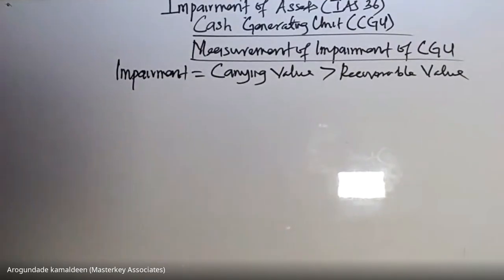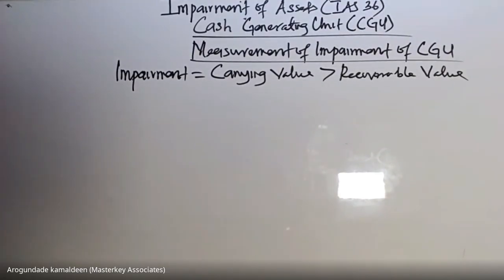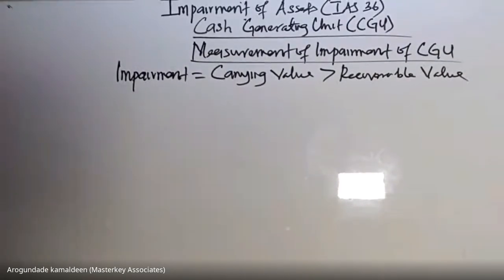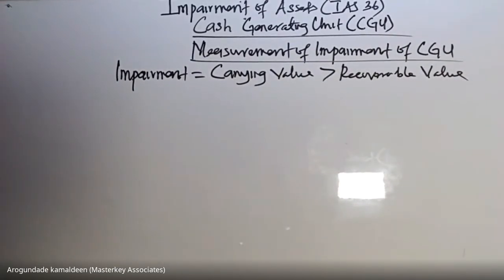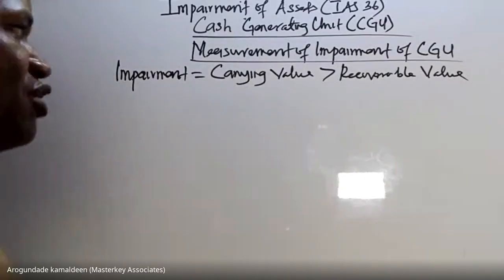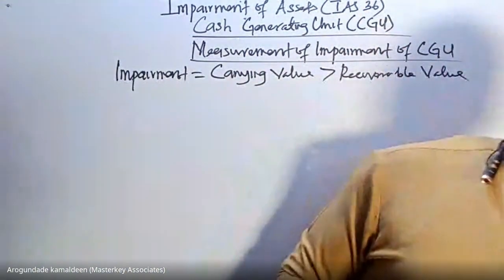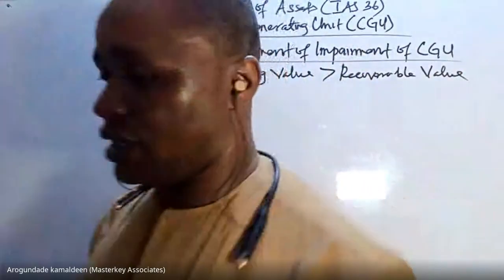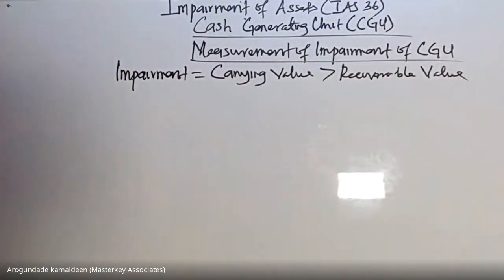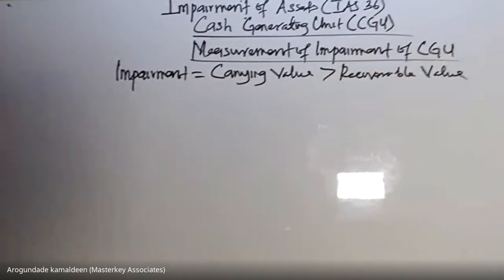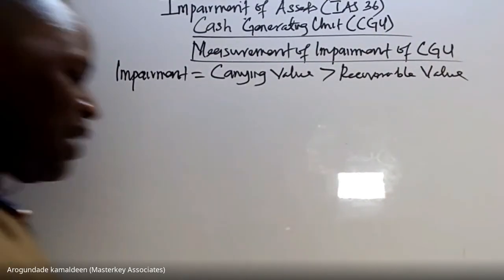Please, class, be with me here. It has been long since I tested you on this aspect at both levels. So it is the same process. And you know that the recoverable value is the higher of the fair value less cost of sales and value in use. So that is that. Now, when you have determined the impairment of the CGU, the next question you should ask yourself is, how do we treat the impairment?